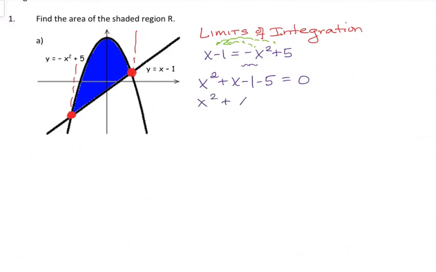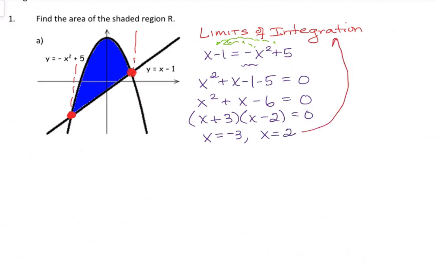And I can go ahead and combine those two like terms, the two constants, and there's the quadratic equation that I want to factor. So factoring this, it factors into x plus 3, x minus 2. And when I solve for x, I get x is equal to negative 3, x is equal to 2, and those become my limits of integration when I set up my integral. So we're about ready to get that integral set up. So I'm going to draw my integral symbol, and I'm going to put my limits of integration. My limits of integration are negative 3 to 2.